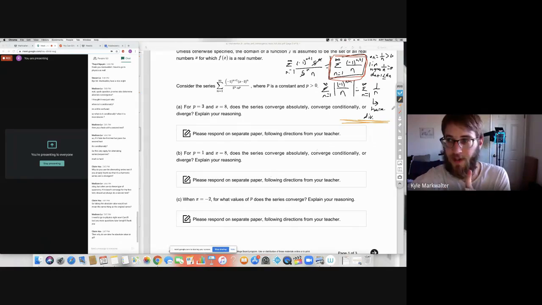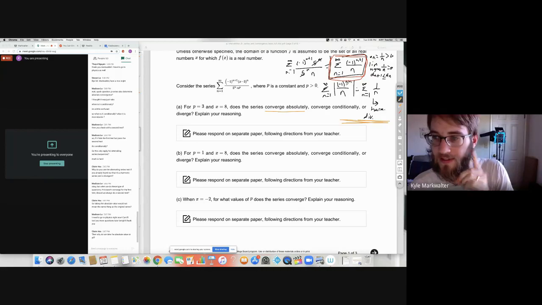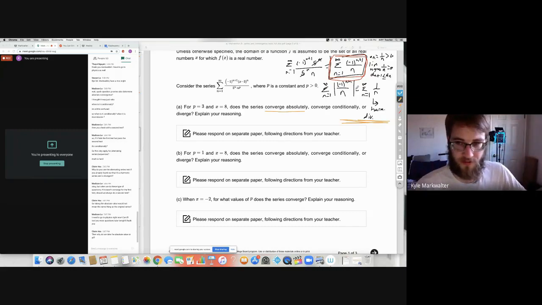Why do we take the absolute value at all? Because in this question we were looking to determine whether or not the series was absolutely convergent. Basically saying, and if we need to, I'll back up a second here, does our series converge if we ignore the alternating part of this?